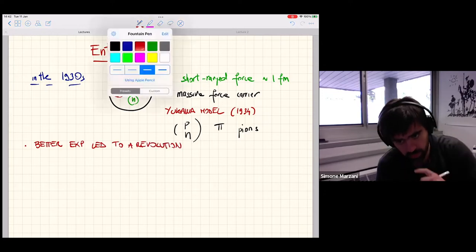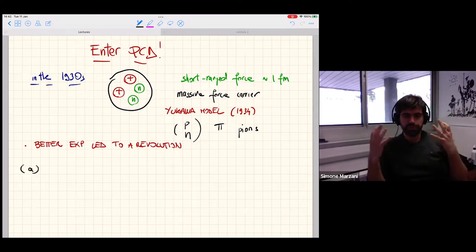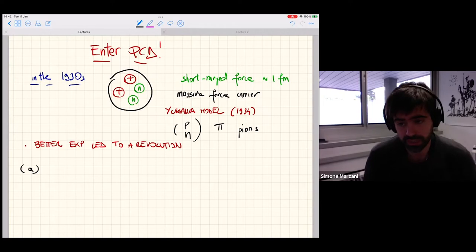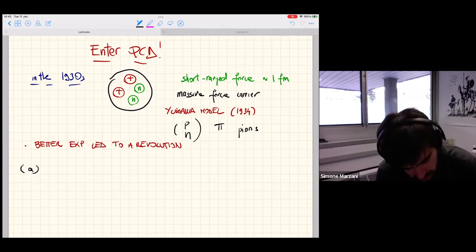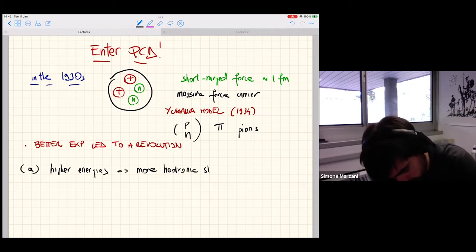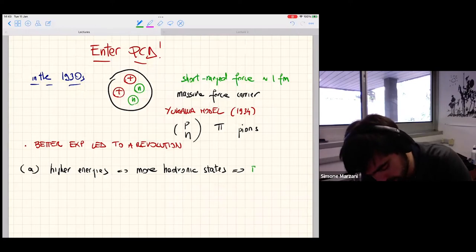And what are, at least for me, the two main points of this revolution? What were the things that we couldn't explain with the Yukawa model? Well, we start doing experiments, we pump up the energy, and we produce more and more hadronic states. So high energy means more hadronic states, leading to what you can find in some books as the expression, the particle zoo.